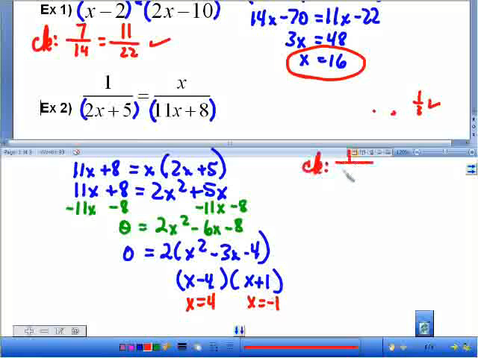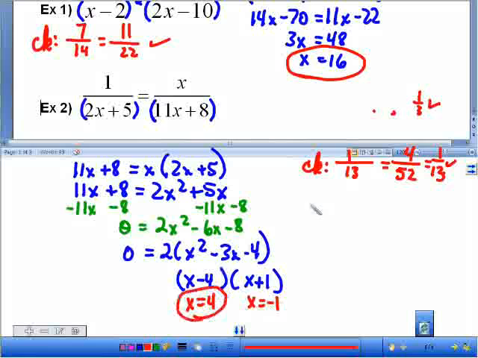All right, we're checking the 4 first. 2 times 4 is 8, plus 5 is 13. See if it is equal on the other side. 11 times 4 is 44, plus 8 is 52. And that reduces to 1 over 13, so that one checks out.